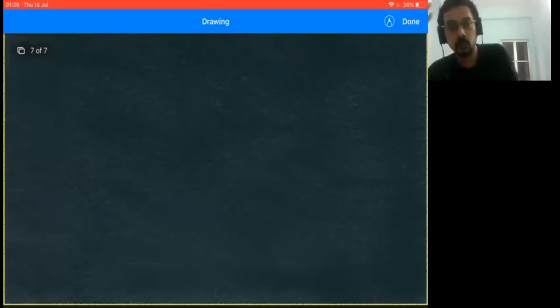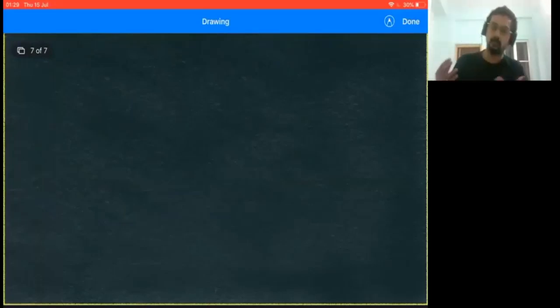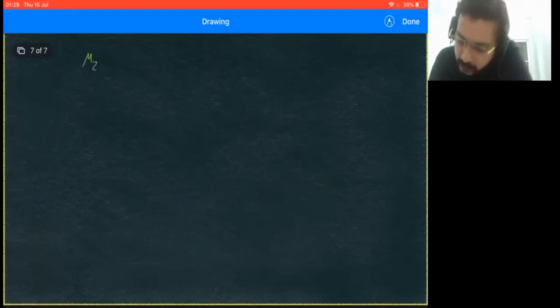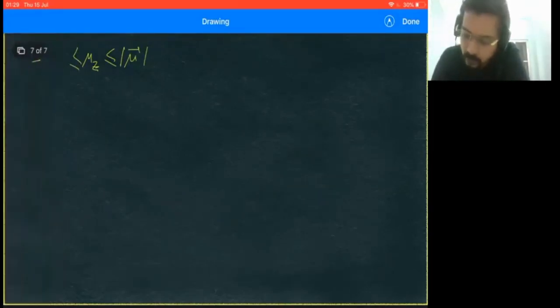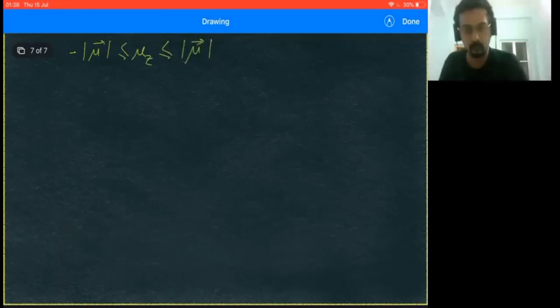So the question is, what would you expect on the screen? That was the original question that you wanted to ask. This object mu z can take any possible value between minus mod mu and plus mod mu. Now, you would naively expect that all values of mu z within this range can be realized, right? Now, the expectation would be that the beam would naturally be evenly spread over all possible such mu z values.